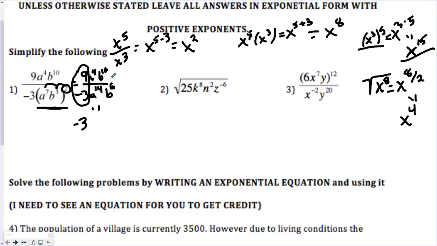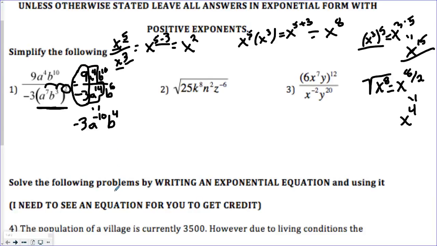So that's done. Now this next one here is a to the fourth divided by a to the 14th. Well, if I divide the same base with different exponents, I'm going to subtract them. Top minus bottom, always in that order. So 4 minus 14 is going to give me negative 10. And then here, b to the 10th divided by b to the 6th, I'm going to subtract the exponents again. 10 minus 6 would be b to the 4th.